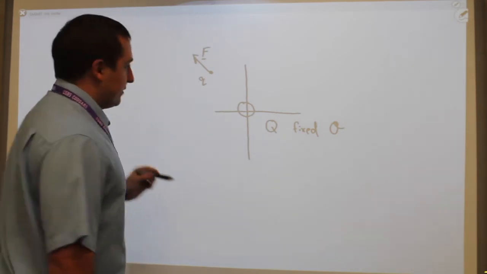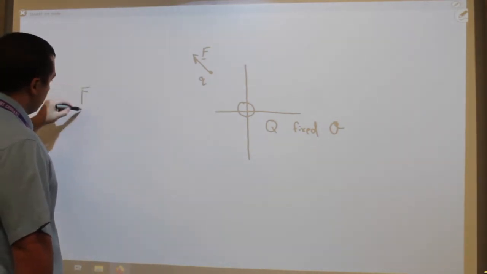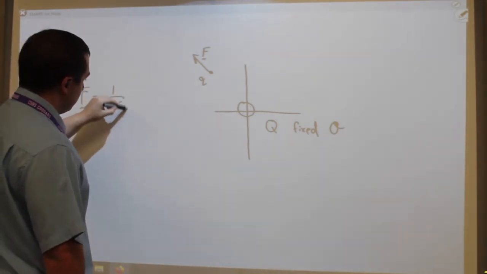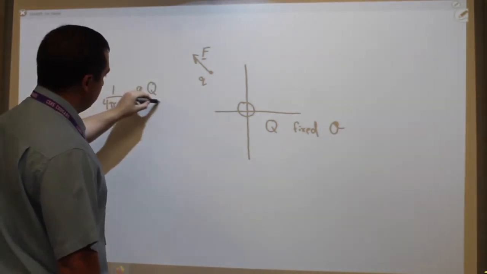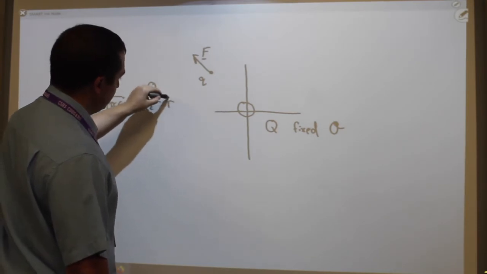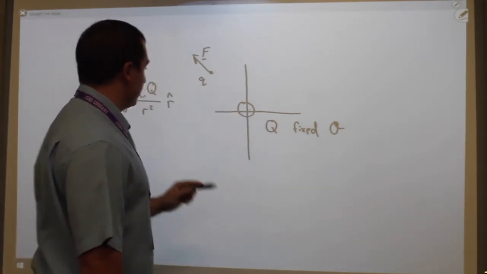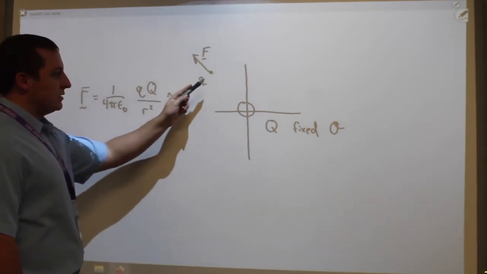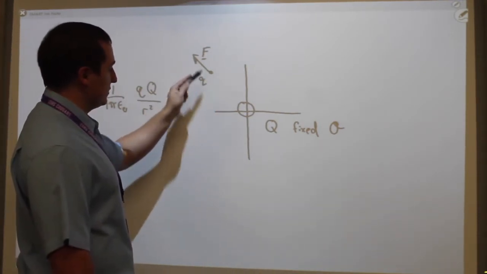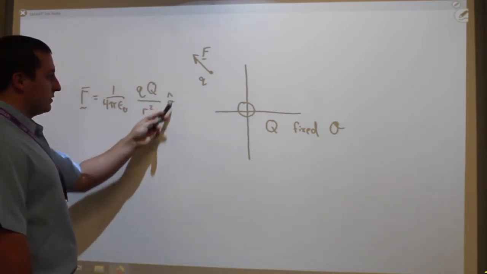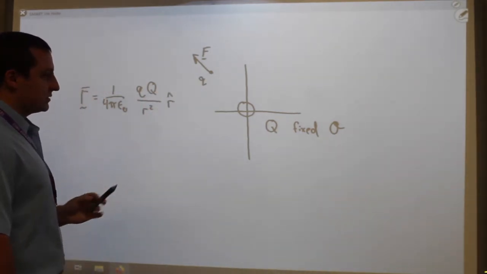And we know how to find F, right? F is 1 over 4 pi epsilon naught, little q, big Q, over r squared, and since big Q is fixed at the origin, this equation is exact. In this case, since F is away from big Q, everything's good with the r hat vector. This is an exact equation.